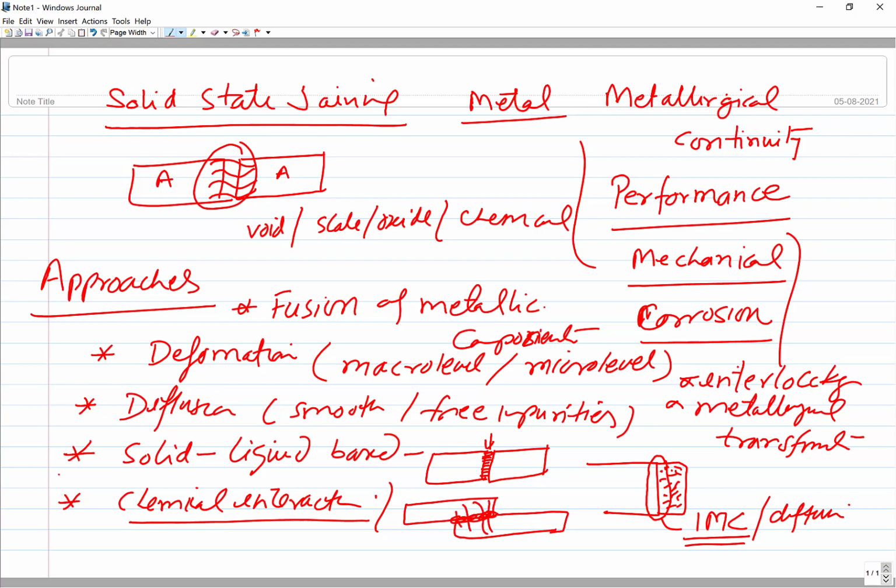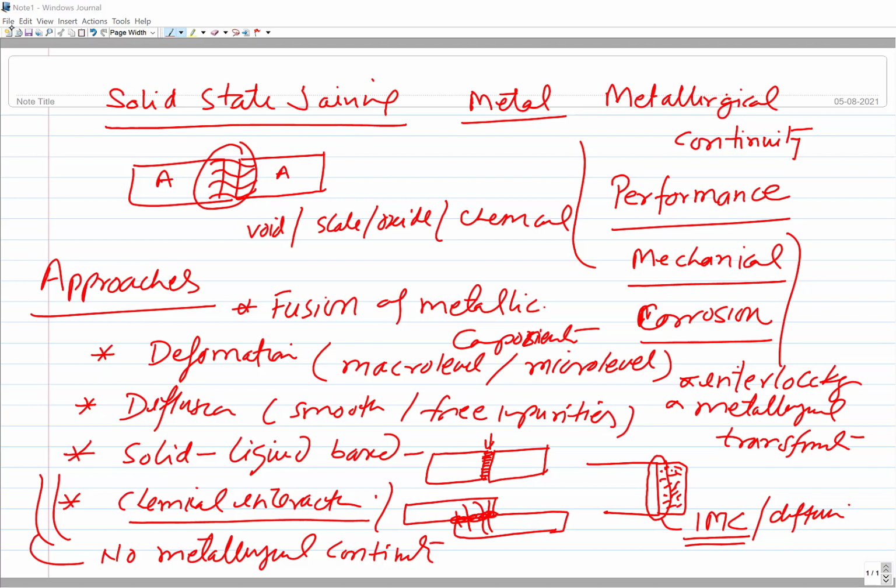So this is the one out of these four or five approaches where there is no metallurgical continuity. In the chemical interaction based approach where you use adhesives, the metallurgical continuity is not established.